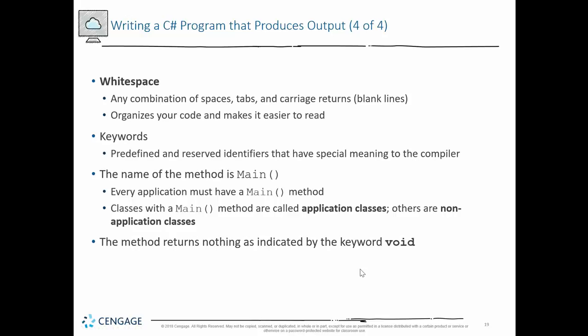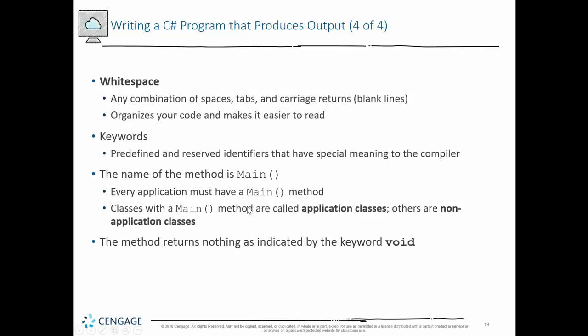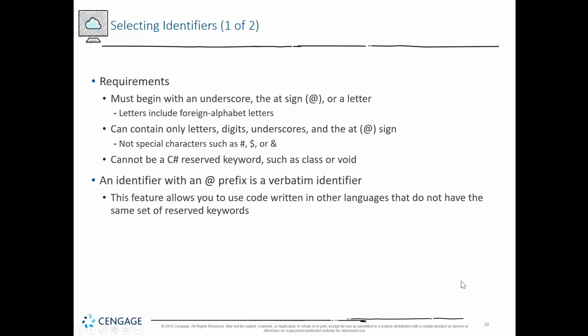C# has several keywords. They're in your book. We're going to go over them at the appropriate time. I already mentioned to you that the name of the method is main. Every application must have a main method. The method returns nothing, so it has the word void right there. When we start to name our own things, the names of our own variables, which we'll get to in a bit, and the names of our own methods, those are known as identifiers.